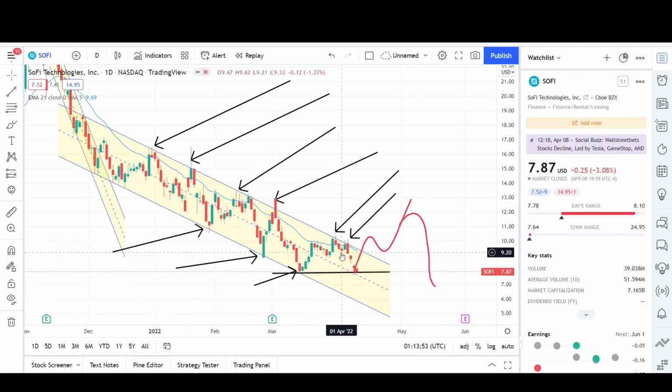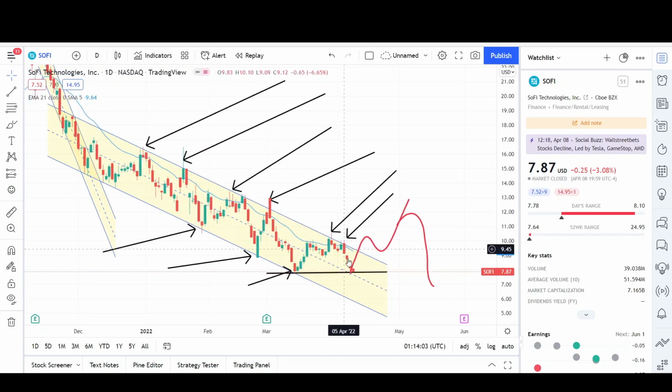So again, SoFi is in a spiking channel that's working lower. We're getting continuous rejections from the top of the channel, and we just got rejected back here on the 5th of April, and it sent price lower.